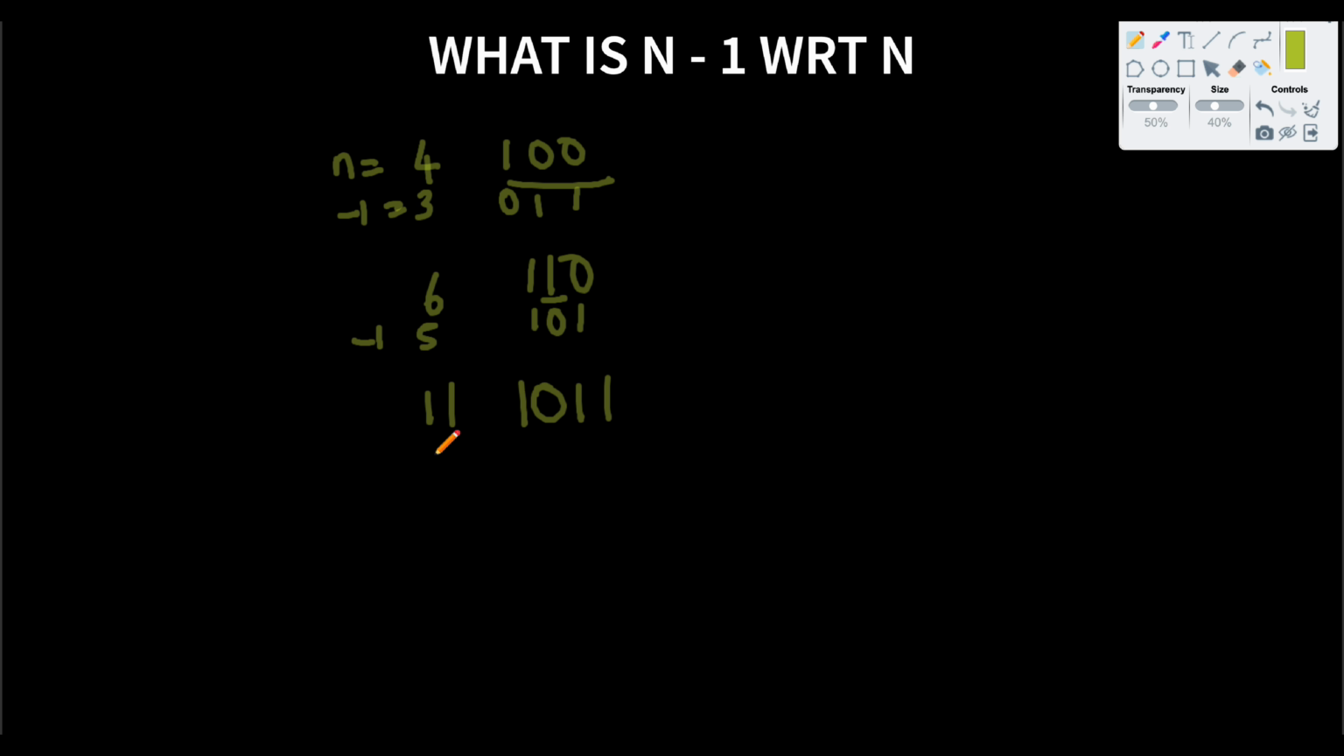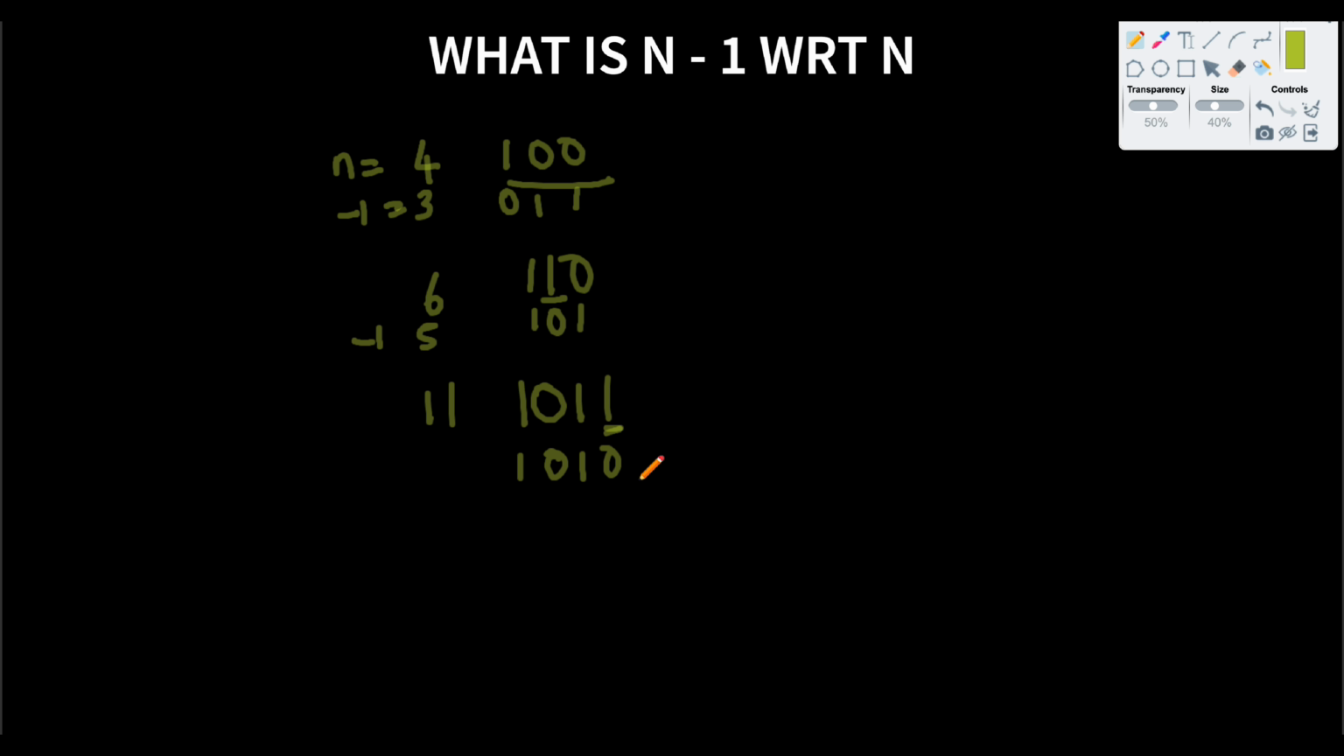Let's look at one more example. For 11, the binary representation is 1011. So here the rightmost set bit is this one. And when we subtract, we will get 1010. There are no zeros on the right of this 1, so this is the only bit which is flipped. And now we have understood what n-1 is with respect to n.